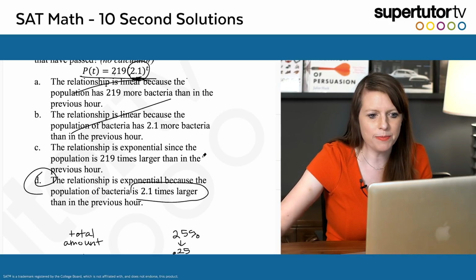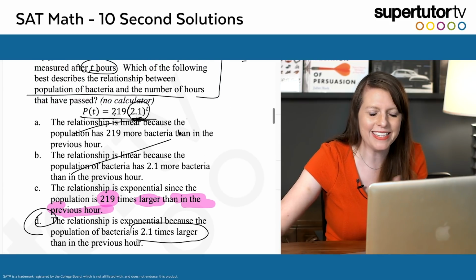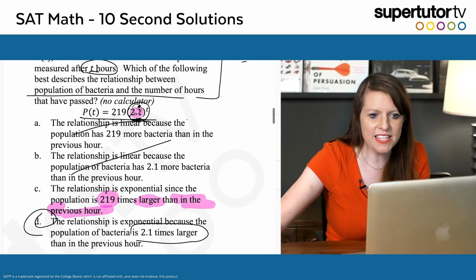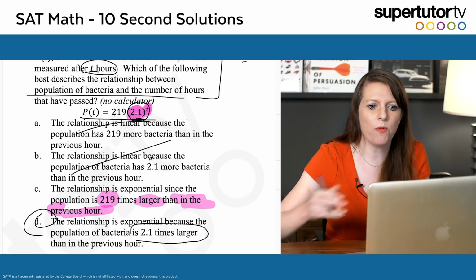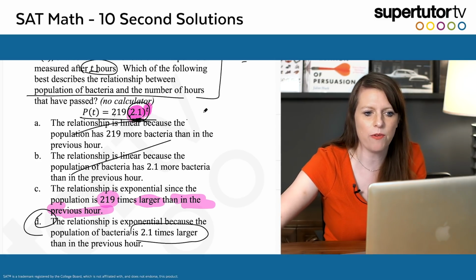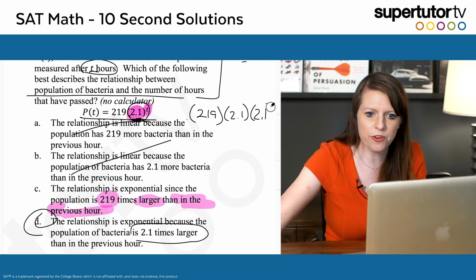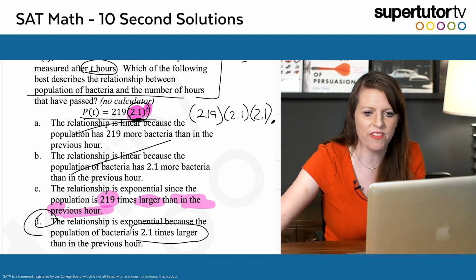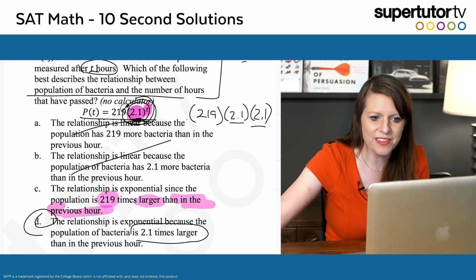The answer says the relationship is exponential since the population is 219 times larger than in the previous hour. That's crazy. We're multiplying by 219 each hour? No, because if this is 0, I don't multiply by it at all. I multiply by 2.1 over and over and over again after each hour. The way that this looks if I wrote it out, after 1 hour, for example, I do 219 times 2.1. After 2 hours, I do 219 times 2.1 times 2.1. And I just keep multiplying by 2.1 over and over again. That's what this is about.